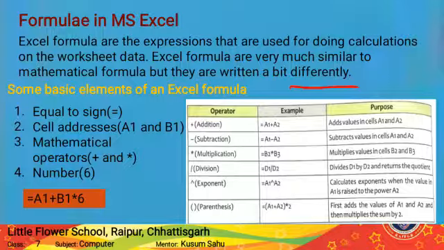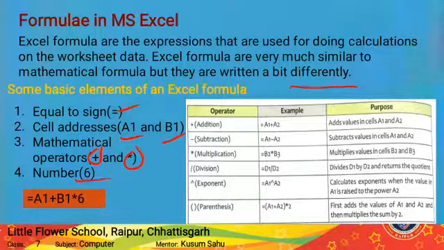So here are some elements of an Excel formula. Here you represent the formula with the equal to sign. Cell address, we will write the cell address as I told you earlier, like A1 and B1, and for the mathematical operations we will use the signs plus and this sign, and after that number 6.